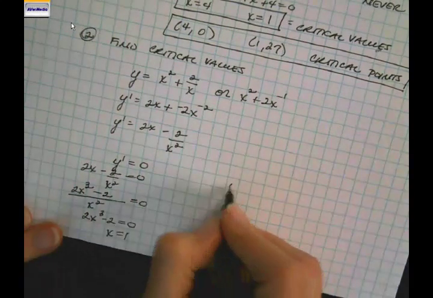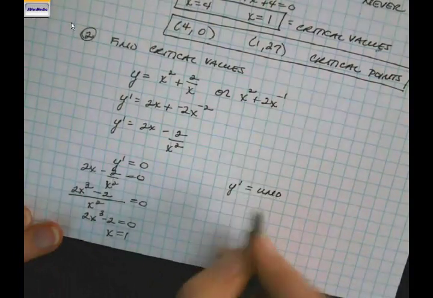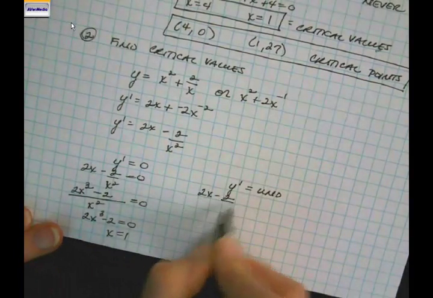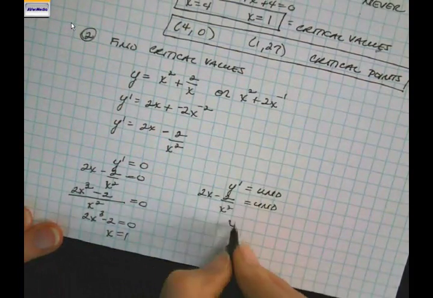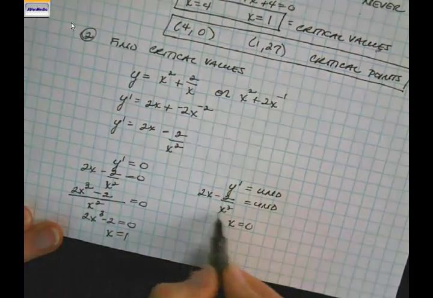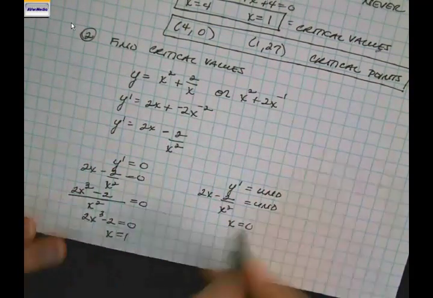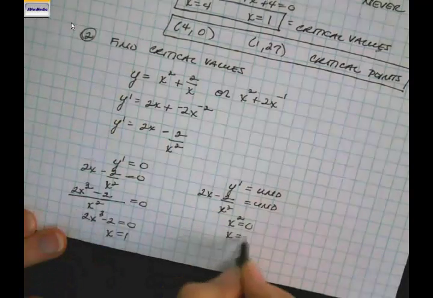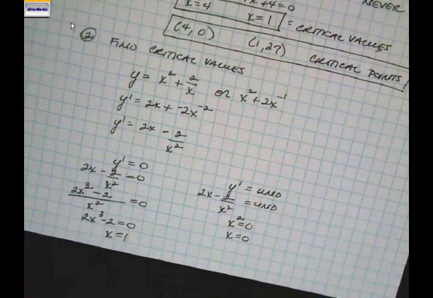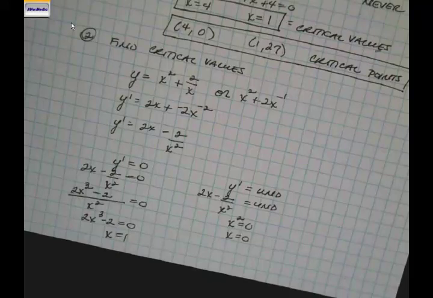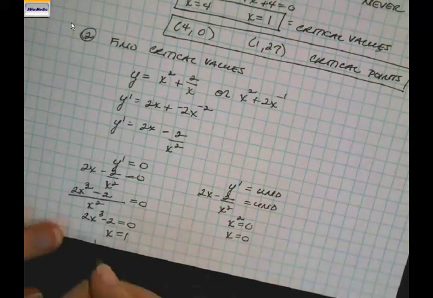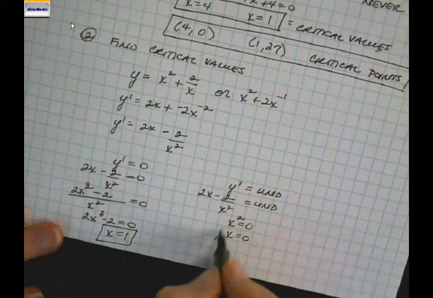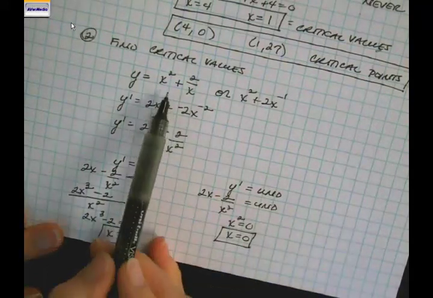The other option is to set your first derivative so that it's undefined. When is 2x minus 2 over x squared undefined? When x equals 0. When this denominator, x squared, is 0, that causes the first derivative, or the slope of the tangent line, to be undefined, which happens either at a cusp or at a vertical asymptote. So here are the critical values to this function.